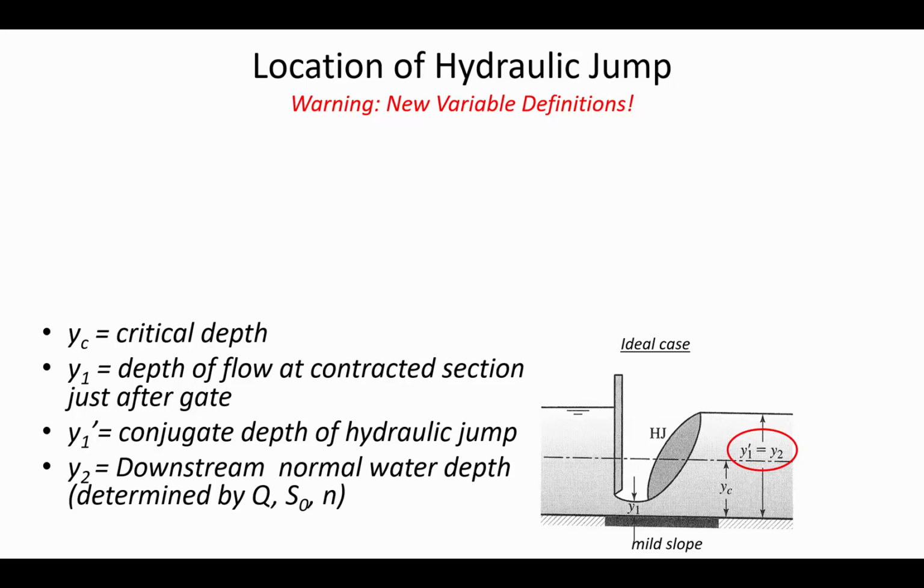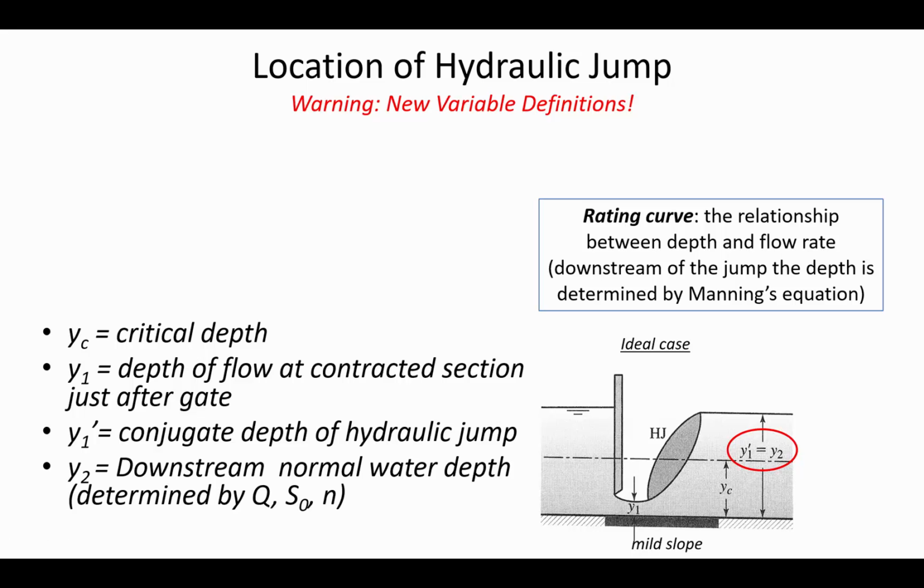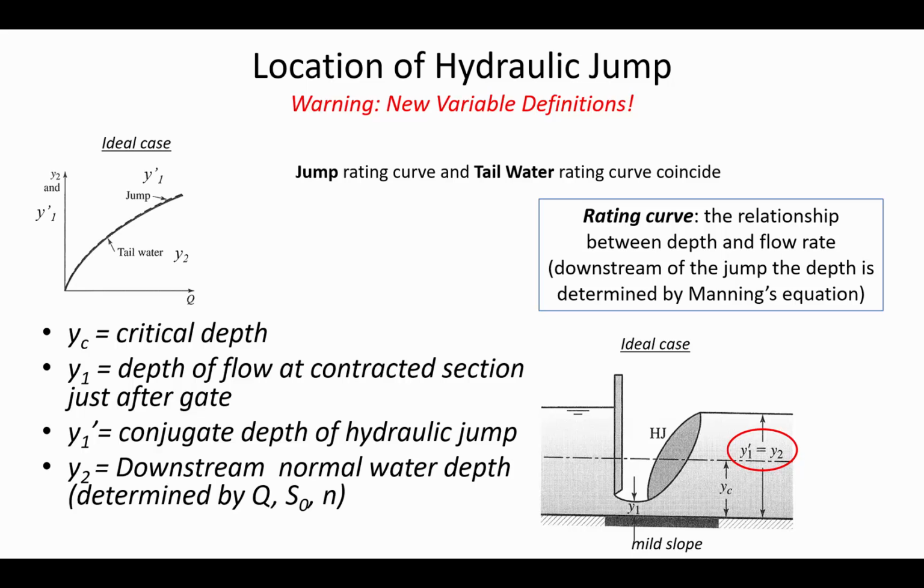So point out this thing, y prime 1 means the depth after the hydraulic jump, and y2 means the normal depth. And so I've defined those terms here to the left of the drawing. Now, a rating curve is explained in your book as the relationship between flow rate and depth.